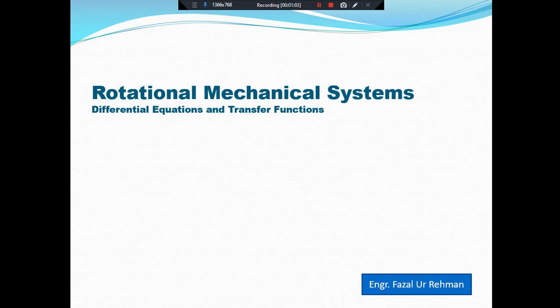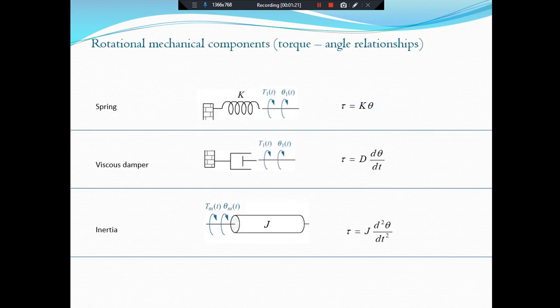We have already studied an example of a translational mechanical system: the suspension of your car. An example of a rotational mechanical system is any moving shaft. Here are the components of the rotational mechanical system. These are the same as in the translational mechanical system: spring, viscous damper, and we can replace mass with inertia in the rotational mechanical system.